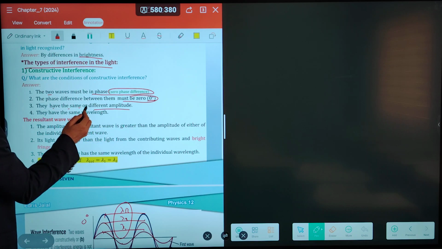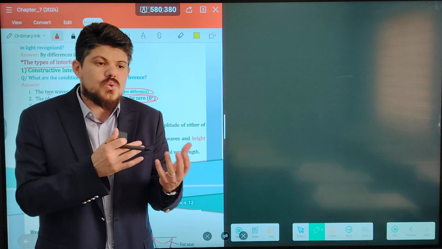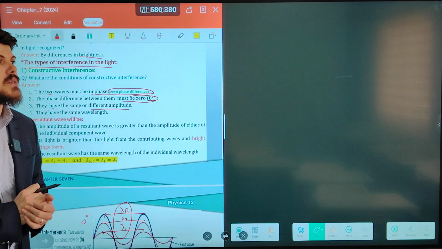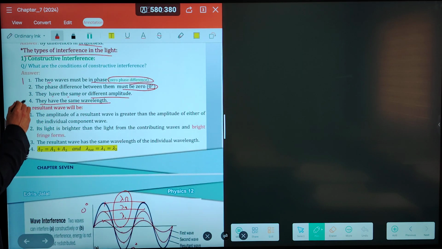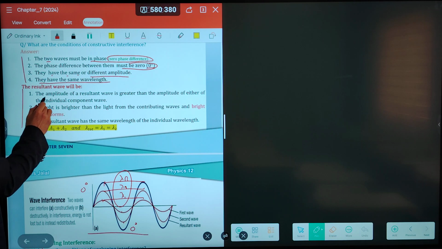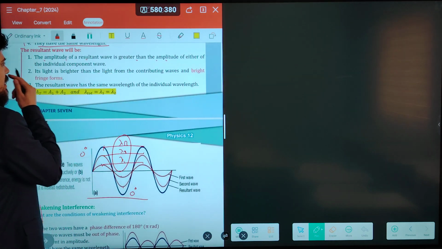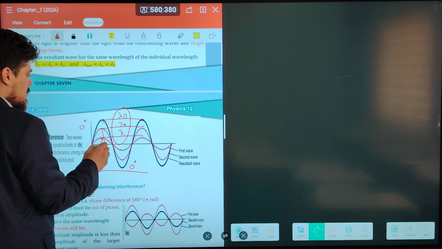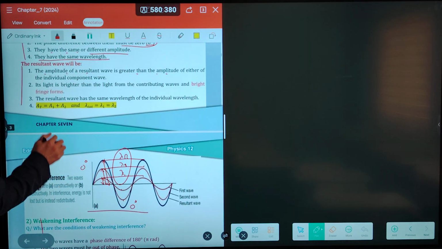Do they have the same or different amplitude? It doesn't matter. Okay? It doesn't matter which one. The two waves can have the same amplitude or equal amplitude. Okay? It doesn't matter. They have the same wavelength. So these are the conditions. The resultant wave will be what? This is the resultant. The amplitude of the resultant wave is greater than the amplitude of either of the individual component waves. This is the amplitude of the first wave, and this is the amplitude of the second wave, and this is the amplitude which is largest, of the resultant wave.